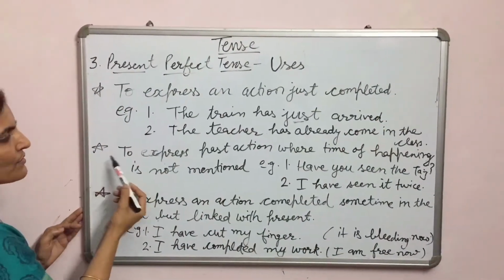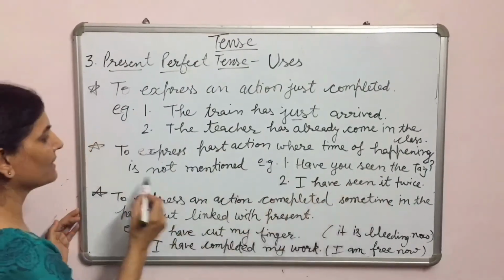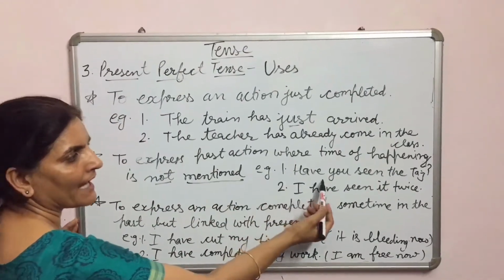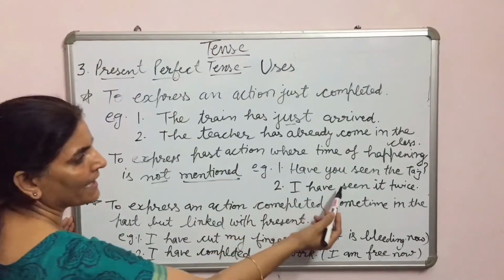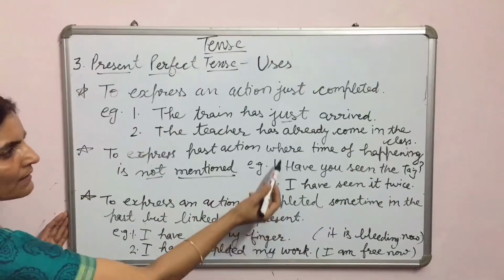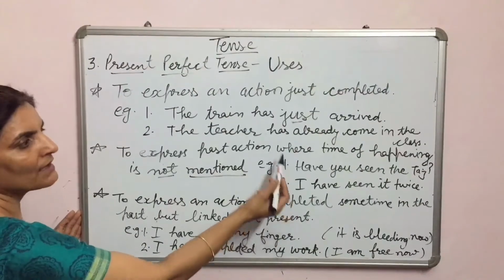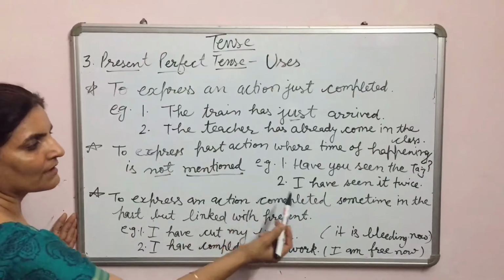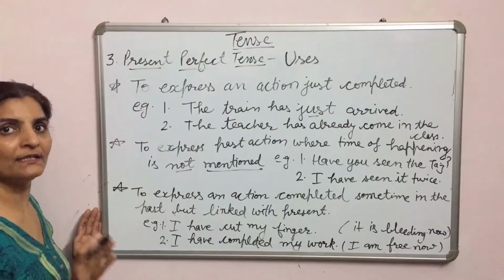It is also used to express a past action where the time of happening is not mentioned. For example, have you seen the Taj? In second sentence, I have seen it twice. It means both the works happened in the past but the time of action is not mentioned.